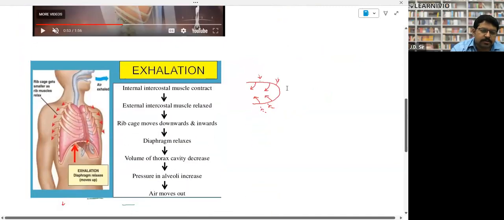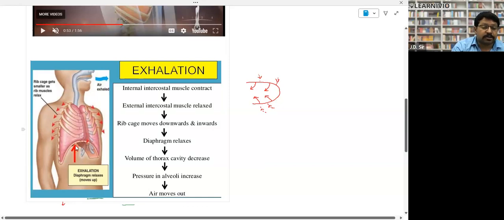Now it's easy to understand how exhalation works, when we breathe out. The opposite of this takes place during exhalation. What happens? The internal intercostal muscles contract. They will pull our ribs inside, right? Then the external intercostal muscles relax. That is quite obvious, right? Internal contract and external get relaxed. So that's how the ribs will move downward and inward, right?